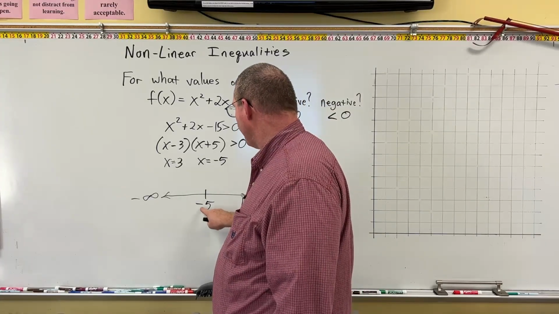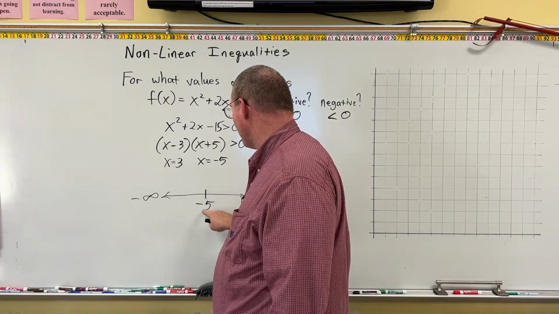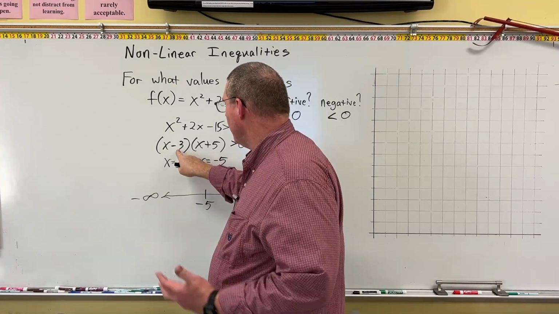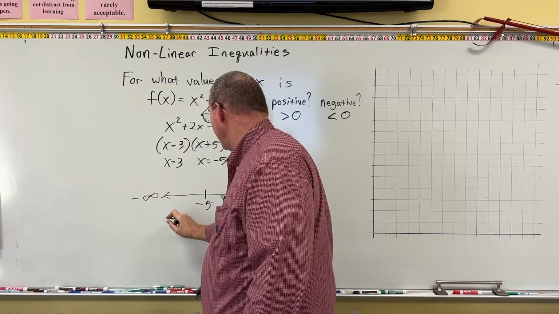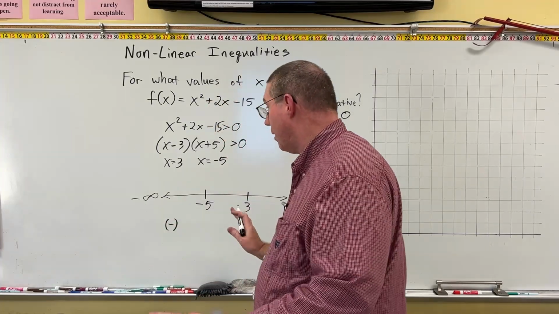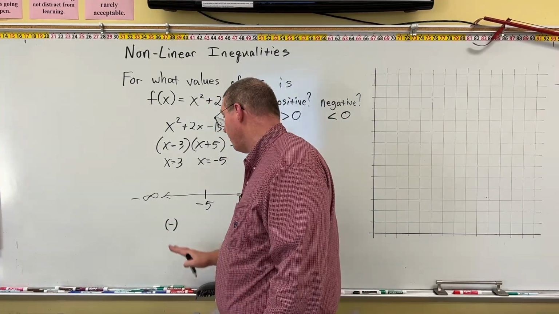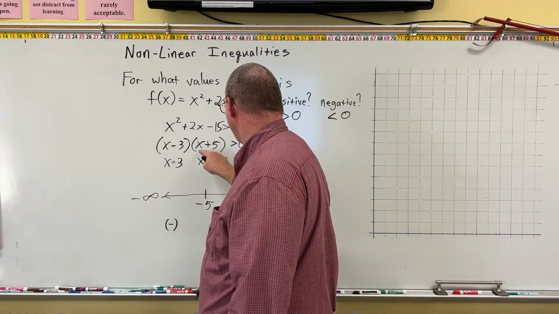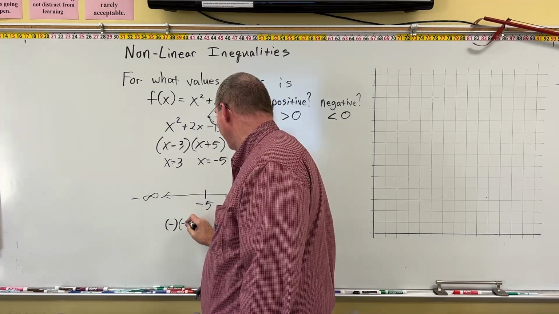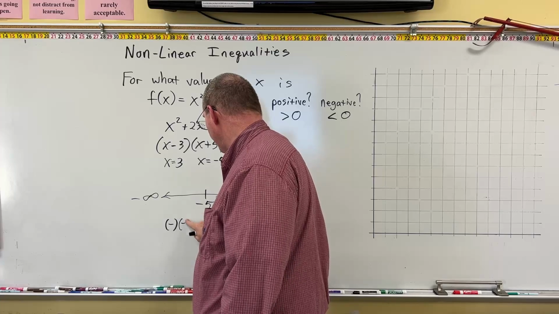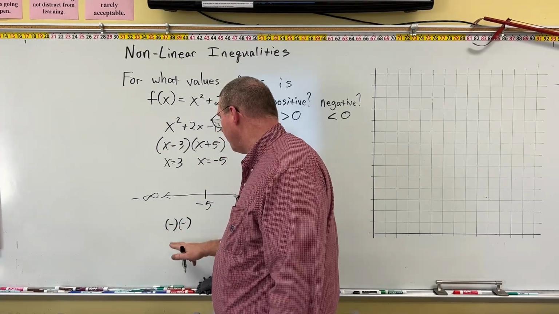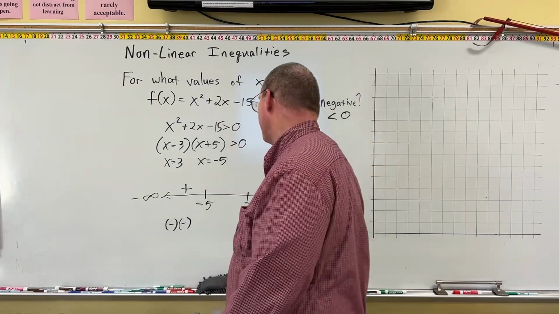We're going to do negative 6. So we're going to try negative 6. That's 1 less than negative 5. Negative 6 minus 3 is negative 9. So that is a negative number. I don't care what number it is. I don't care that it's negative 9. I just know that it's negative. Negative 6 plus 5 is negative 1. Also a negative number, right? And all I care about is the fact that I'm doing a negative times a negative. Well, a negative times a negative is a positive.